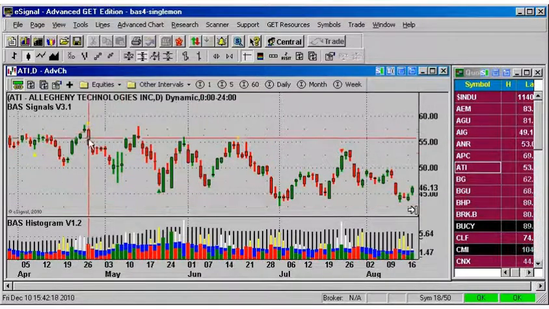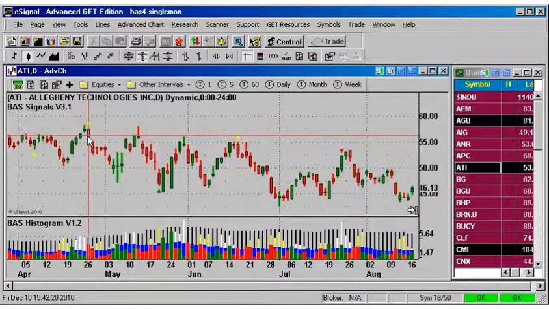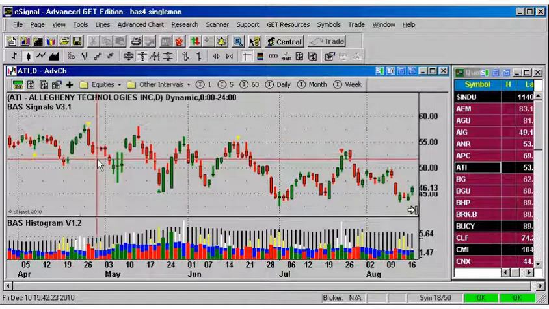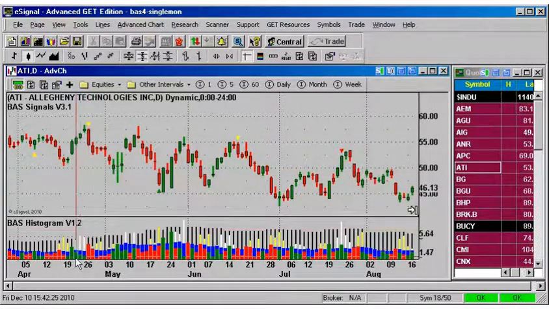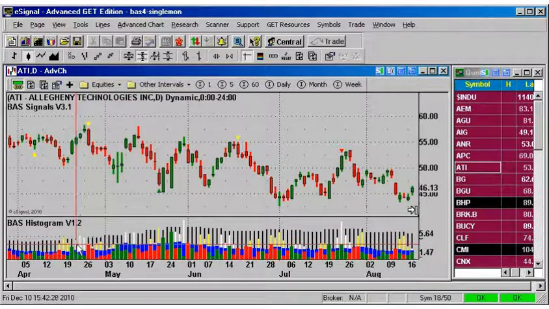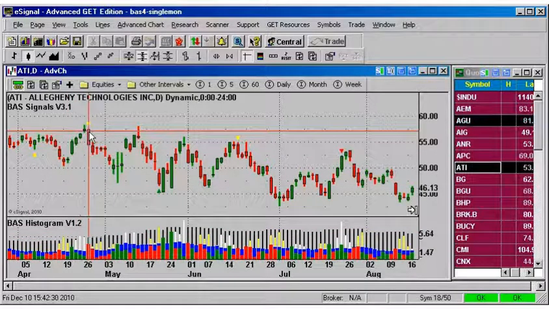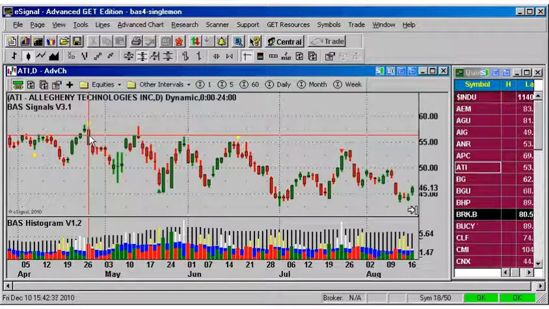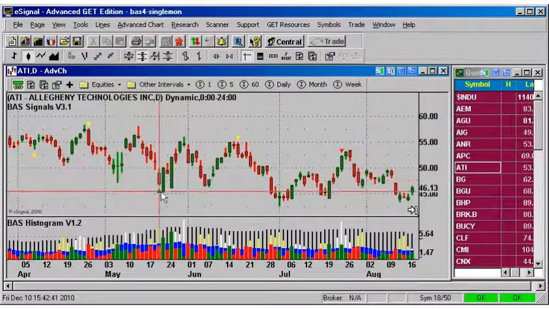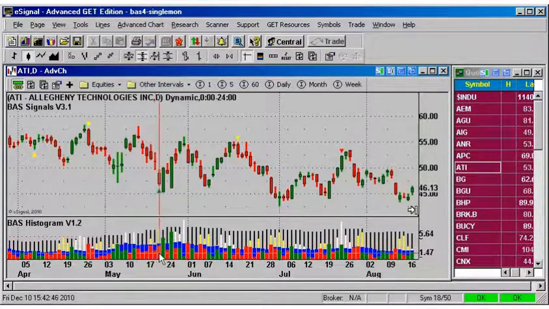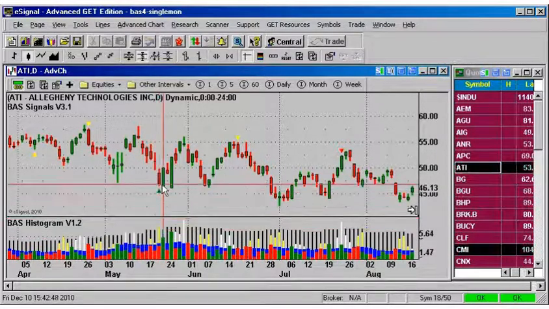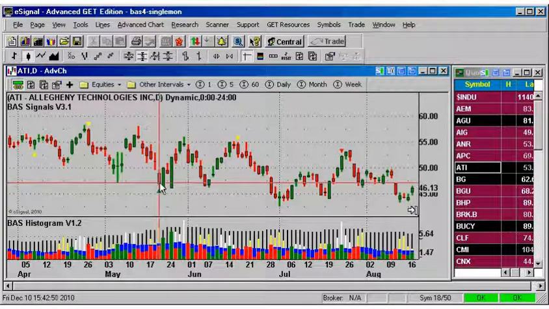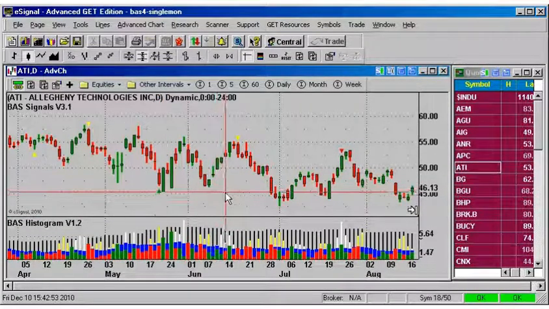So in this case here, we've got a down signal, which you would expect to have green and white bars. They represent down. So here are green and white bars. That kind of validates this signal. It says, okay, there's some strength behind that signal. Here is an up signal. We have yellow and red. So that's a good validation that that signal is going to be good. And it is.